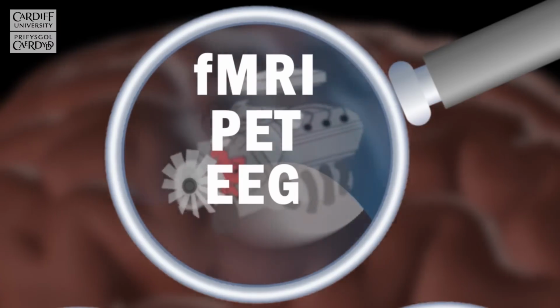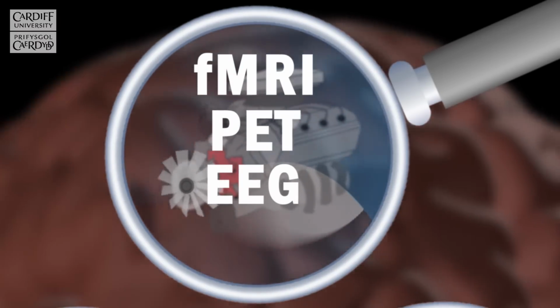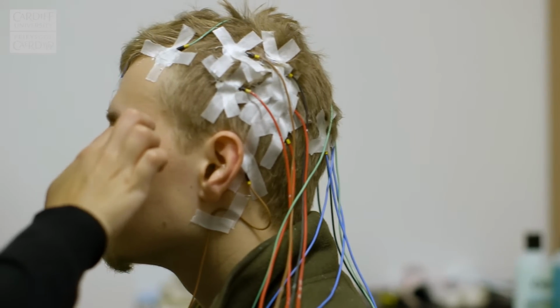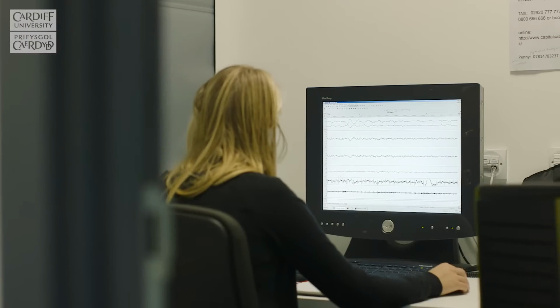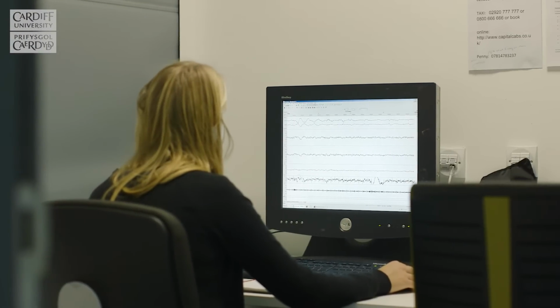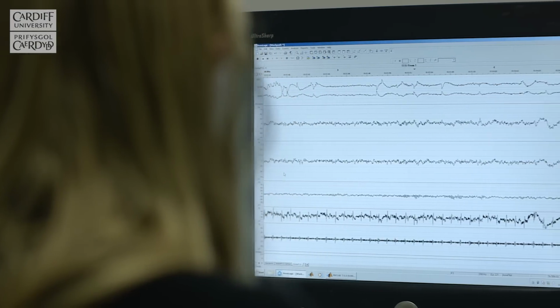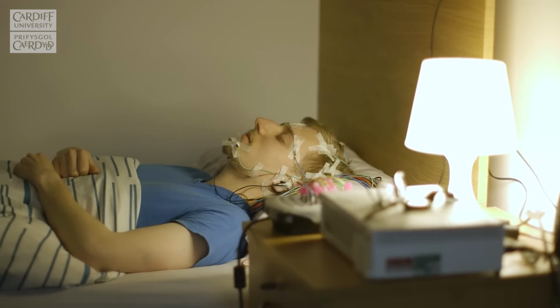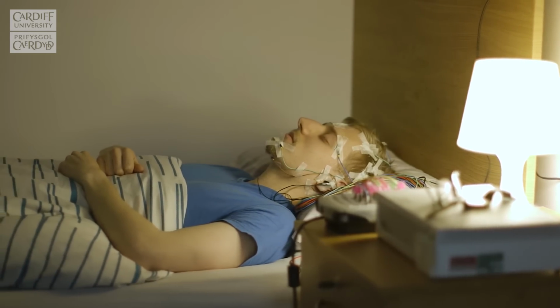EEG stands for electroencephalography and involves putting sensors on the scalp to measure the electrical signals used for communication in the brain. The brain produces different frequencies of brain waves which are associated with different states of consciousness. For example, low-frequency theta waves during sleep and higher-frequency beta waves when awake.